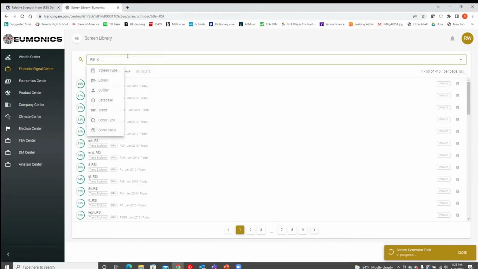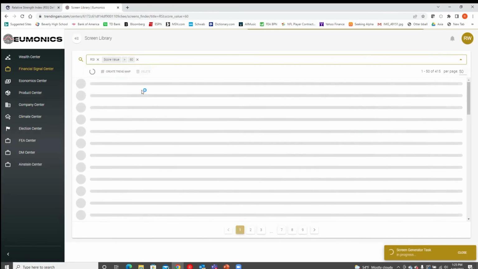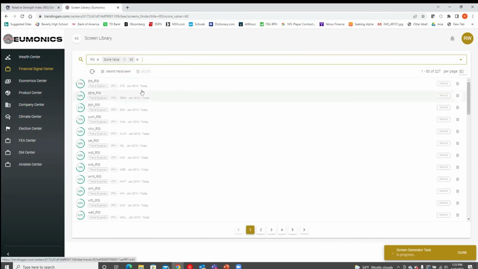Then what I want to do is a search by score value, and I want to see greater than, let's say, 60. If it's greater than 60, that's better. That's something that might be investable. And what you'll see here is that this screen works for almost half of the S&P 500.